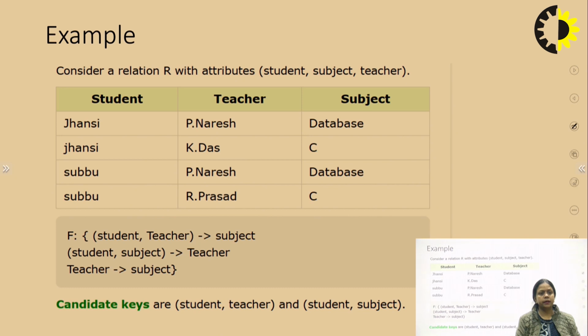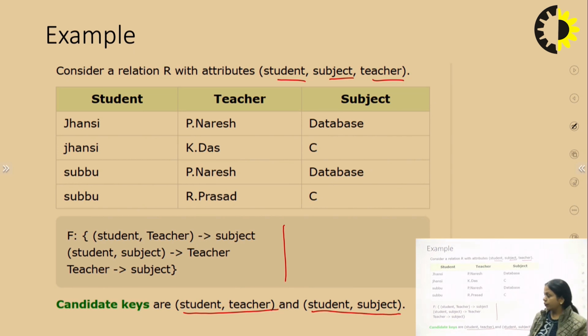Now you can see here, this is the table. We have a table where we have three attributes: student, subject and teacher. Okay. So now these are the functional dependencies for the table. You can see here that student, teacher in combination are a candidate key. This is given in this table. Candidate keys are student, teacher and student, subject. These are the two candidate keys in the table.